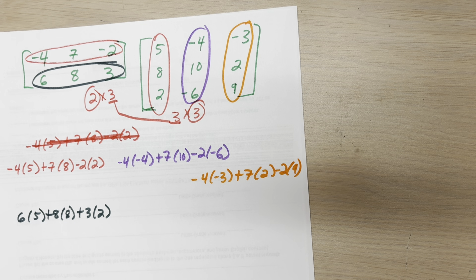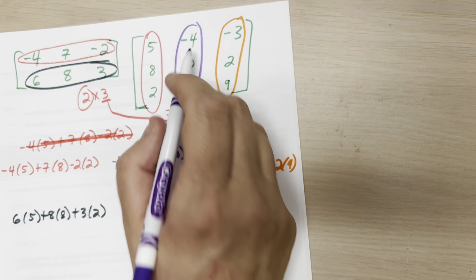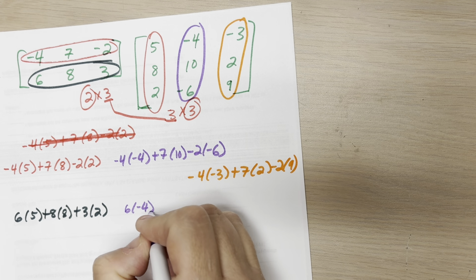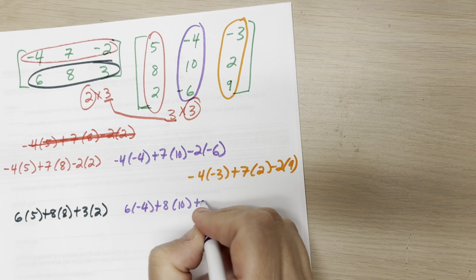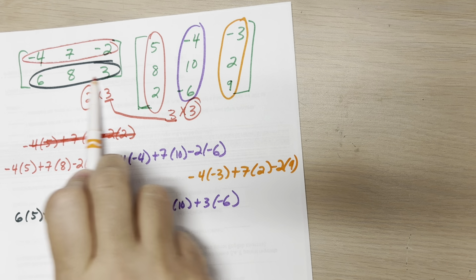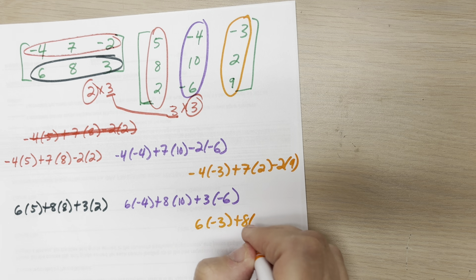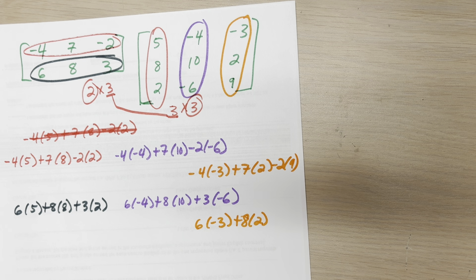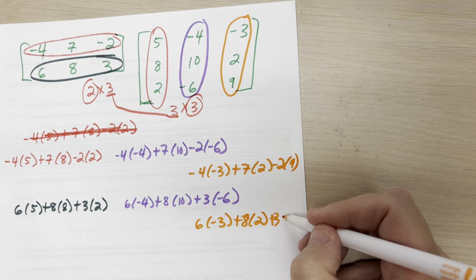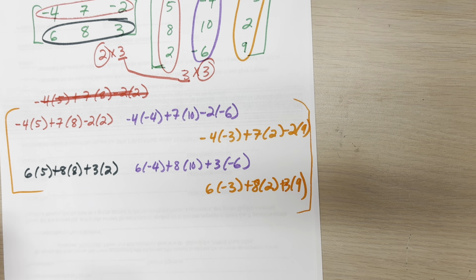All right, next I'm gonna look at this times that. So we're gonna go 6 times negative 4, 8 times 10, and then 3 times negative 6. And then finally, row by column. So I've got 6 times negative 3, plus 8 times 2, plus 3 times 9. Okay, that is in our matrix box. Oh my goodness, that's disgusting. All right, let's simplify this.